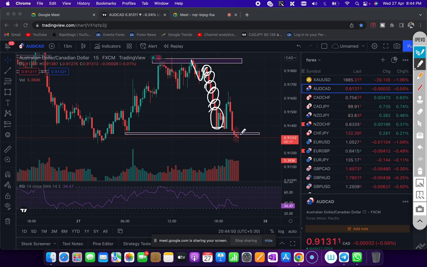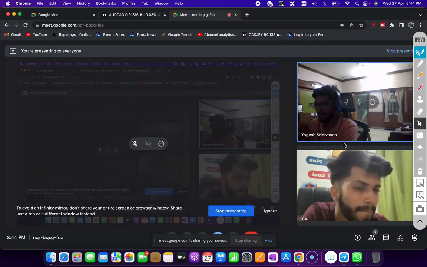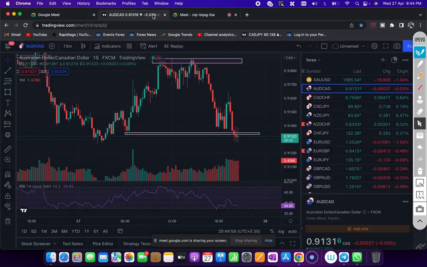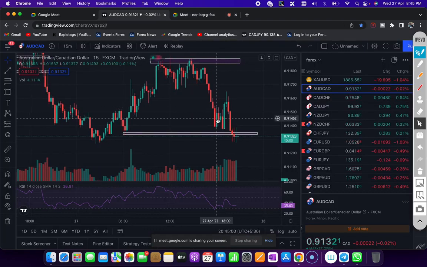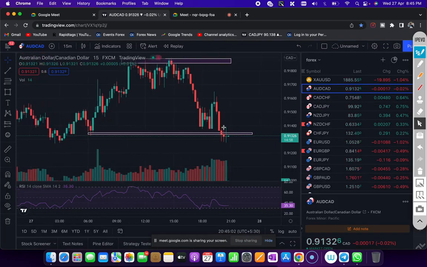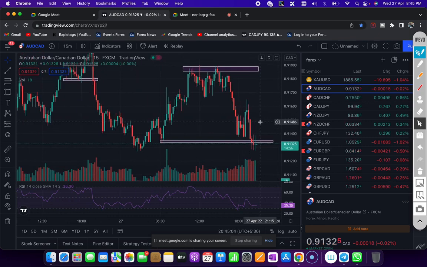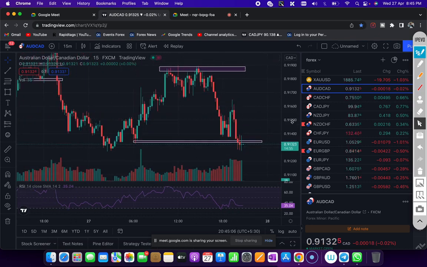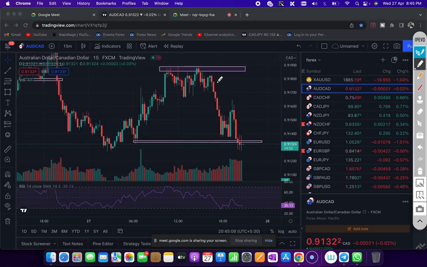So you already exited somewhere there, right? Just before the green candle that had formed, at this particular point. Right? Yeah. So the work is what you are expecting as your profit.